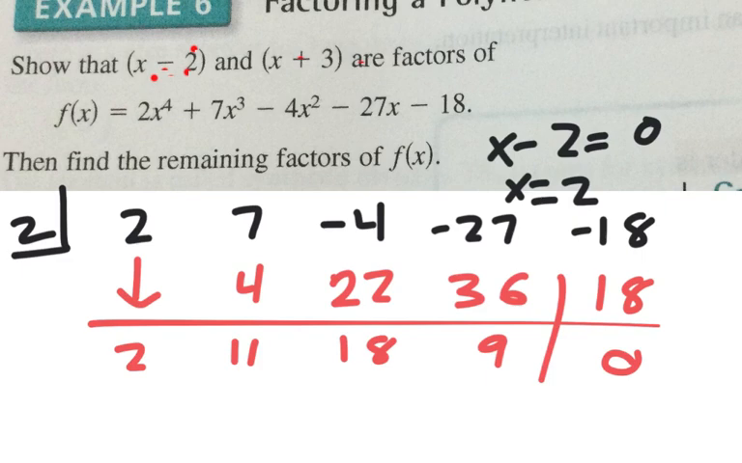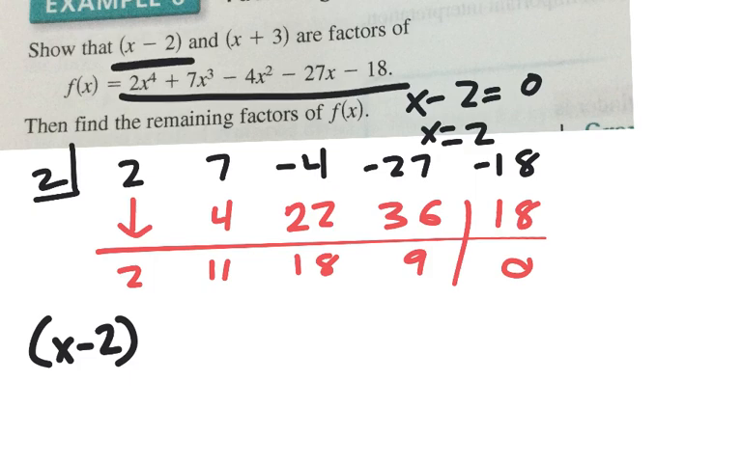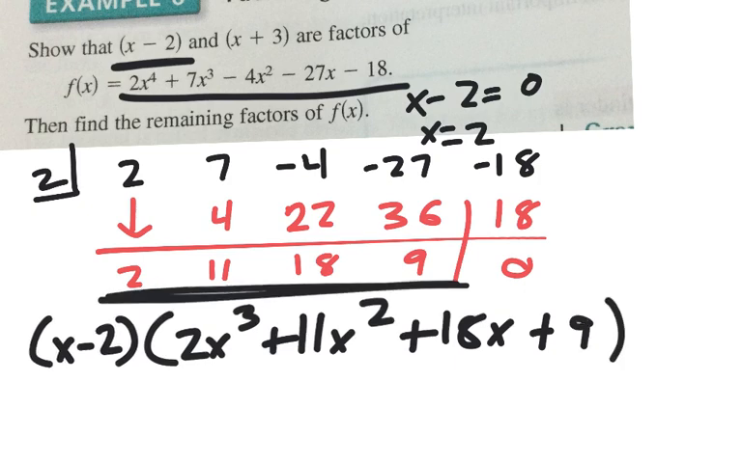Okay, so I've done the synthetic division. I have found that I have a remainder of 0. So what does this mean? It means that the original can be rewritten as x minus 2 times, and then what's left here? This is 2x cubed plus 11x squared plus 18x plus 9. No remainder. So what have I done? I have factored this. Again, what are we doing? We're finding x-intercepts. So this is the first x-intercept. I know it's an x-intercept because I got a remainder of 0.